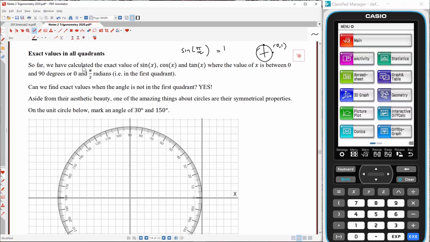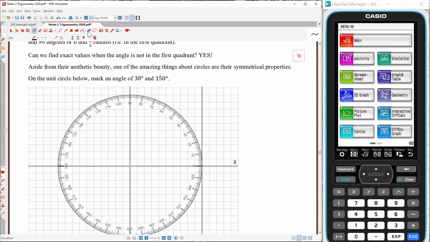We use a really similar strategy for other ones in the first quadrant, or second quadrant, third quadrant, fourth quadrant. So let's have a bit of an explore of the unit circle and see some of the symmetrical properties. We've already done this, so this should be a little bit of a review, so hopefully it's okay. All right, so on the unit circle below, mark an angle of 30 degrees and 150.